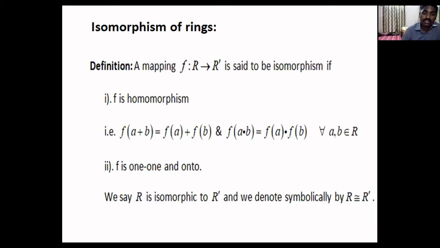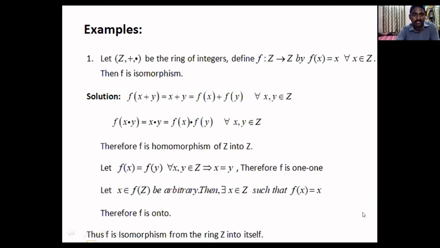Isomorphism of rings. Definition. A mapping f from R to R dash is said to be an isomorphism if f is a homomorphism, that is, f of a plus b is equal to f of a plus f of b, and f of ab is equal to f of a times f of b for all a and b belonging to ring R. With this, f is 1-1 and onto. Then we say that R is isomorphic to R dash, and we denote it symbolically by R isomorphic to R dash.